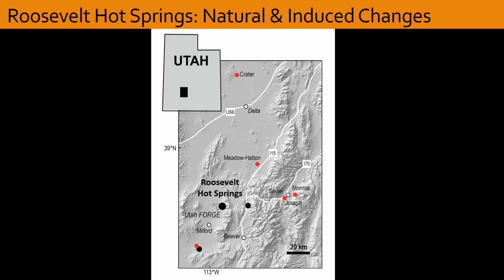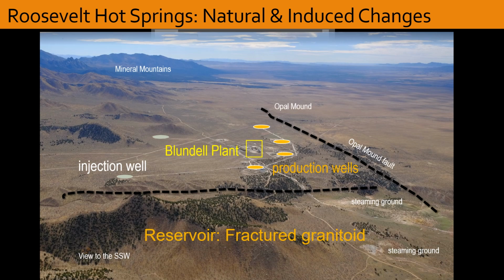When commissioned in 1984, Roosevelt Hot Springs was one of the hottest known resources in the Basin and Range Province, with a reservoir temperature of 260 degrees Celsius, and it currently produces 38 megawatts total from flash and binary plants. An aerial view of the setting is shown looking south along the range front of the Mineral Mountains.